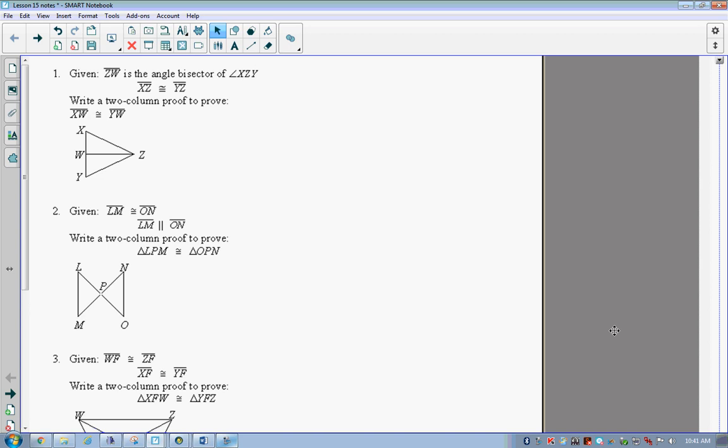Lesson 15. This is the lesson covering assumptions and proofs. Lesson 15 you can find in your book starting on page 115. Gives you all kinds of postulates. Basically, they're giving you examples of proofs. A lot of proofs end up repeating the same types of patterns over and over again.